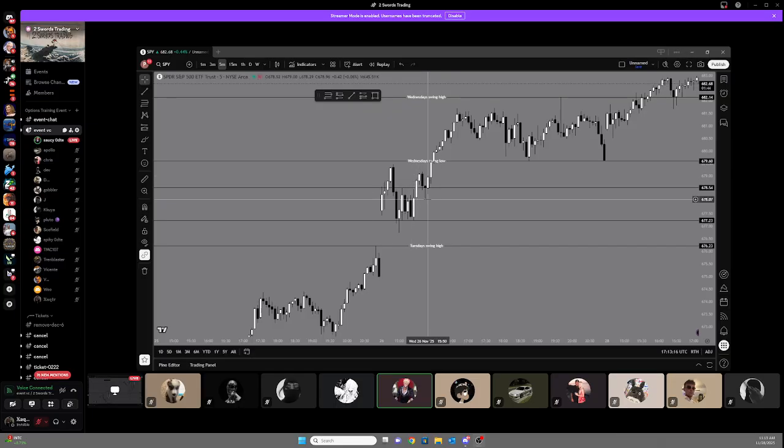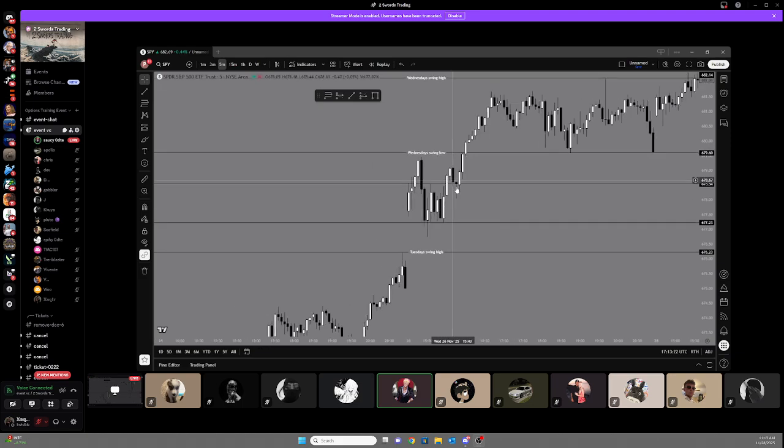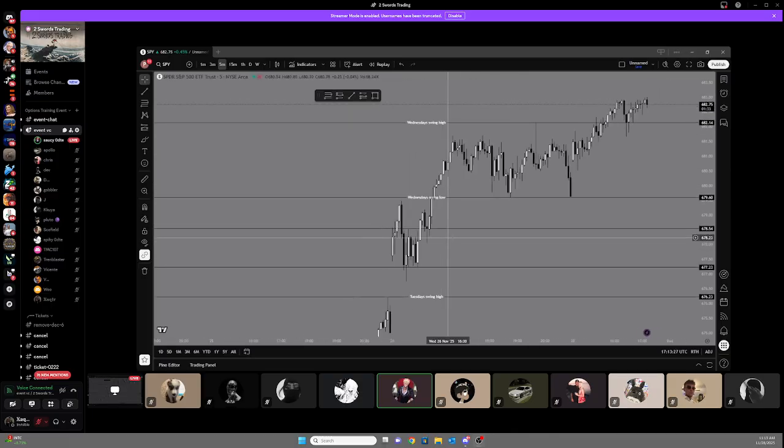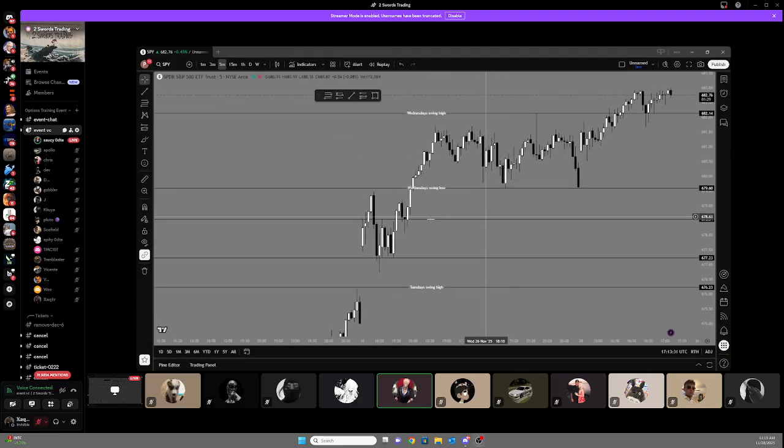So closure, closure, wait for the pullback. The only problem is I didn't wait for the pullback here, but that's not what we're getting into right now. But wait for the pullback, wait for the manipulation, have the reversal, and then look for a continuation higher. So that's what you're looking for here. Same concept applies: you have that accumulation, manipulation, and then distribution.